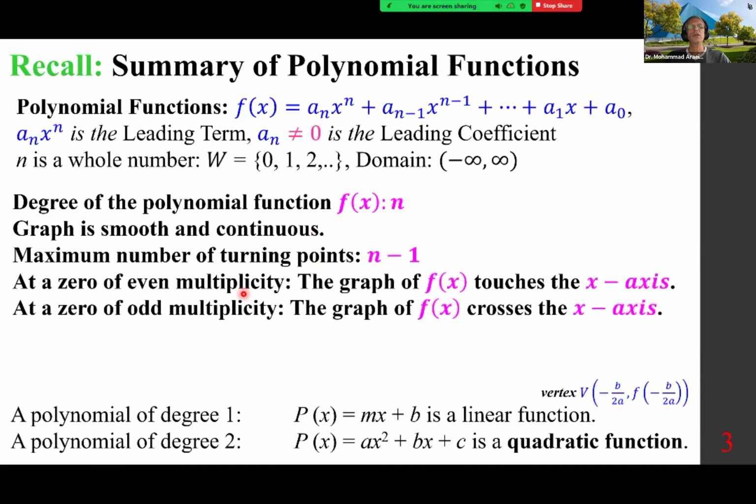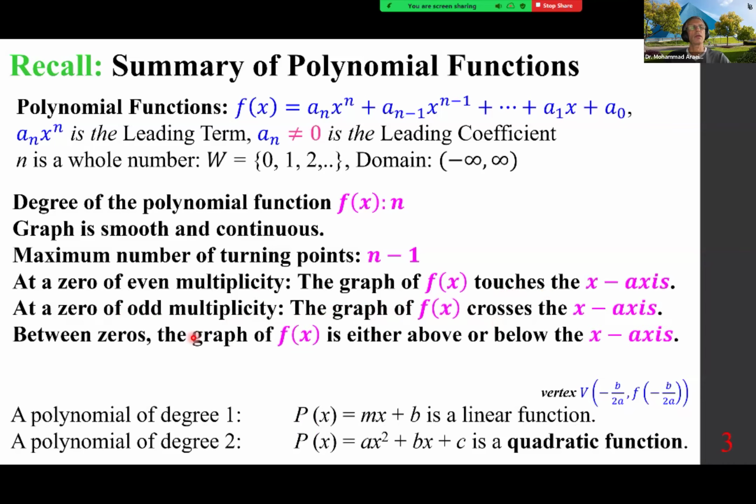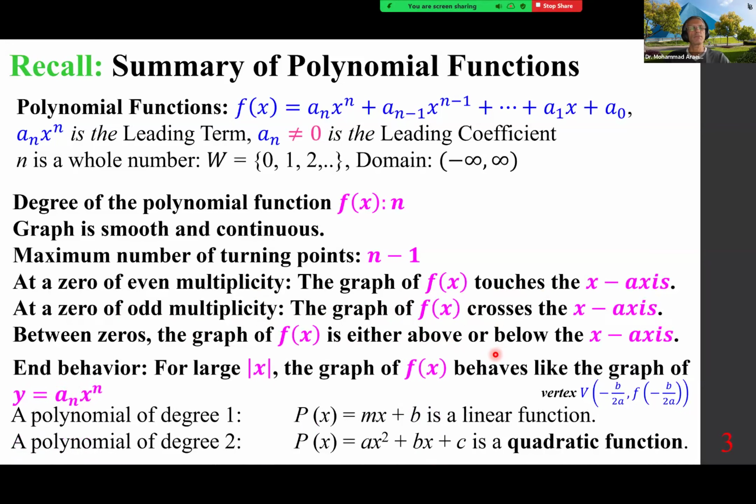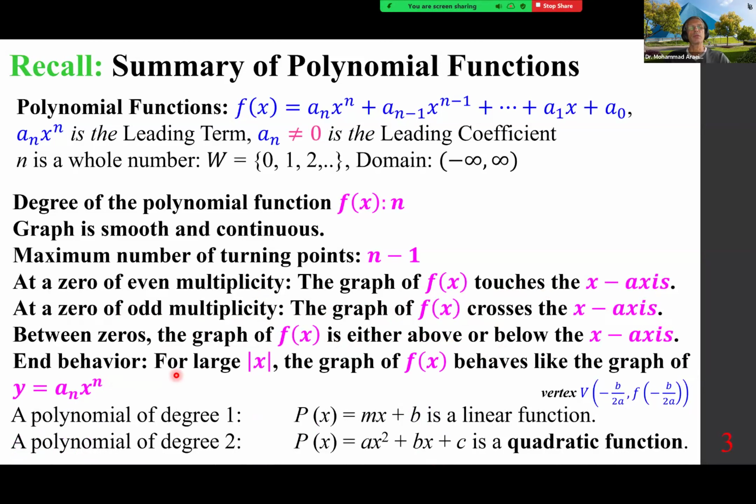At a 0 of even multiplicity, the graph of f of x touches the x-axis. At a 0 of odd multiplicity, the graph of f of x crosses the x-axis. Between zeros, the graph of f of x is either above or below the x-axis. And the end behavior, that means for large absolute values of x, as x approaches negative or positive infinity, the graph of f of x behaves like the graph of its leading term, y equals a sub n x to the power of n.